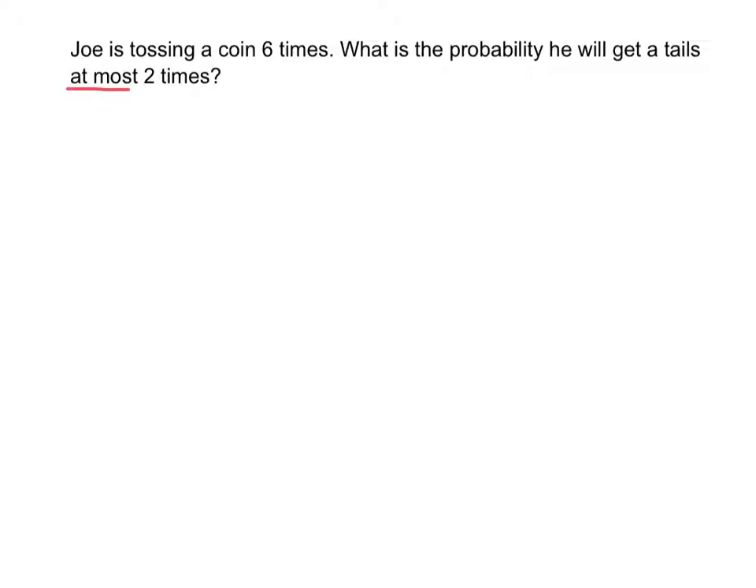So he's tossing the coin a total of 6 times, but he wants to get at most 2 of them to be tails. So he could get a tails twice. I'm going to leave some space. He could get a tails once, or he doesn't even have to get a tails at all. So those are our scenarios.